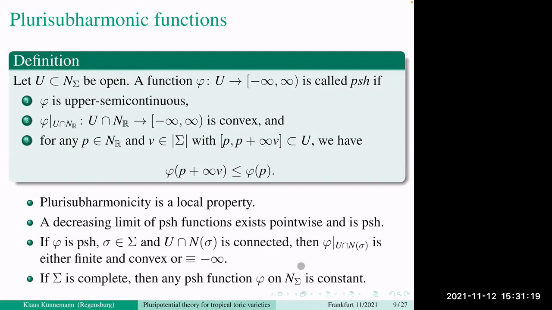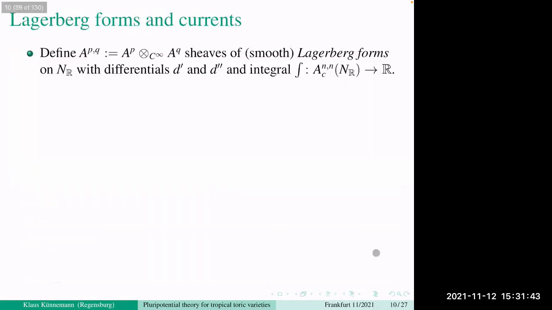Now, when you work with PSH functions, then one important characterization is in terms of the positivity on currents. And so we try to do something similar here. And in order to do this, we have to introduce forms and currents. So they popped up already in the talk of Walter Gubler 2 weeks ago. So let me briefly recall. So we have Lagerberg forms and currents. These are somehow the good differential forms for tropical geometry.